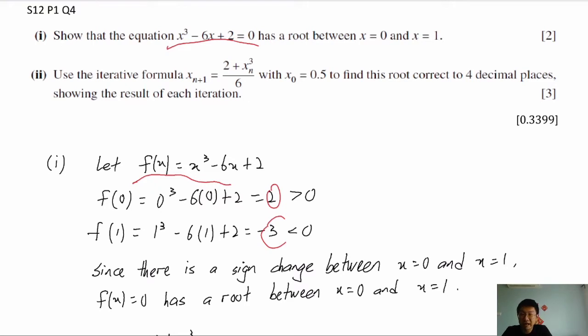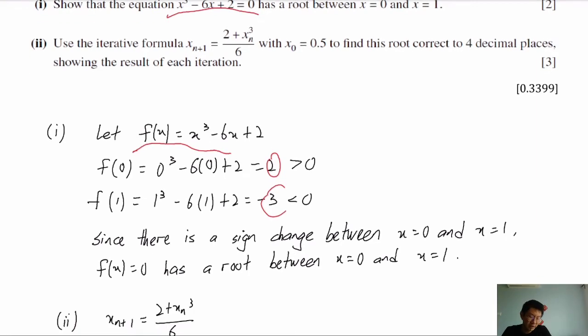I can't just stop there. We need to give a statement saying that, because of the change in sign when we have x equals 0 and x equals 1 for f(x), our f(x) equals 0, which is the equation that we are supposed to solve, has a root in between x equals 0 and x equals 1. All right, so that would be for the first part.